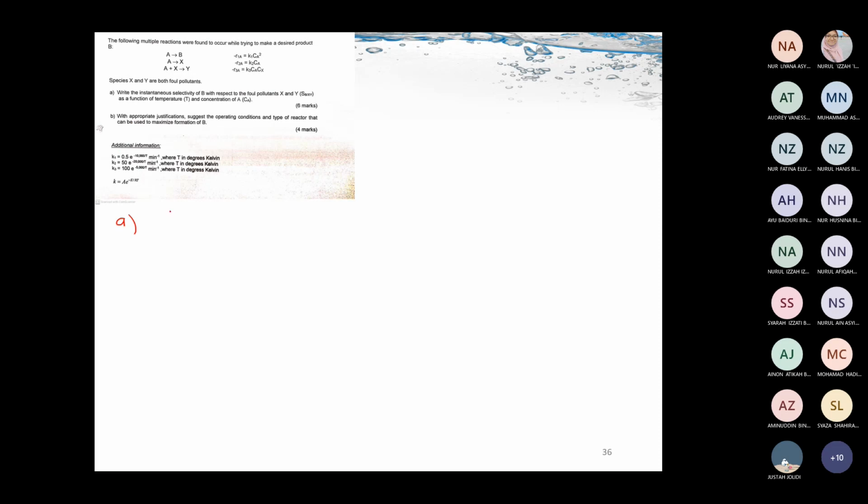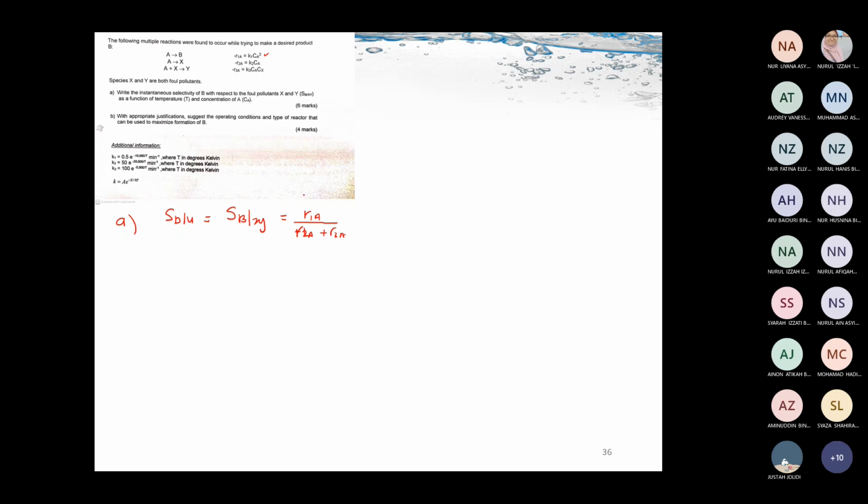Okay, so we define selectivity as desired over undesired, which is equal to SB, the desired one, over XY, the undesired. So you can look back at where B is; B is here, so it will take the rate of reaction here, which is equal to R1A over, for X and Y, you see this one, which is R2A plus R3A, because this is the undesired one.